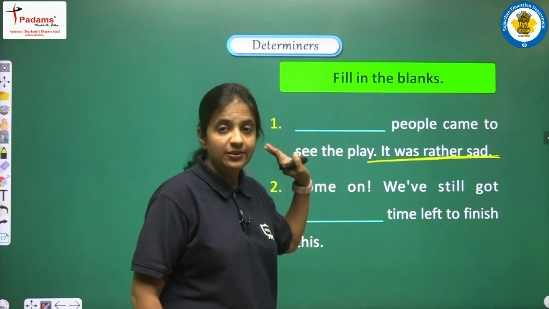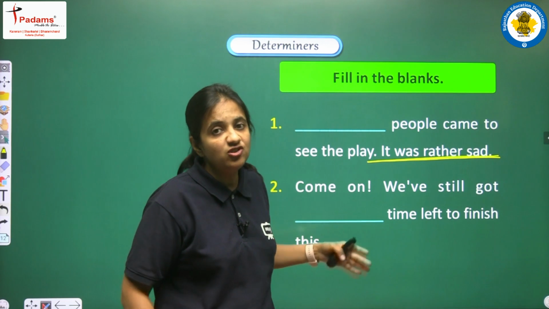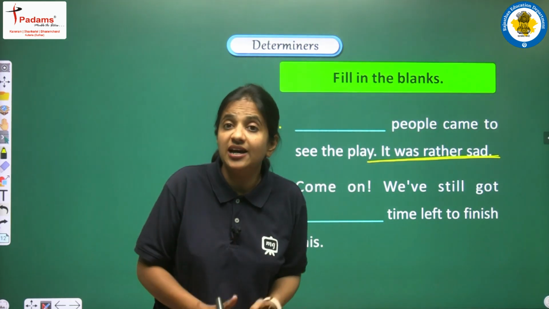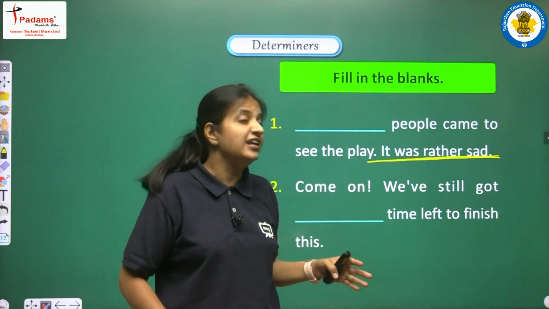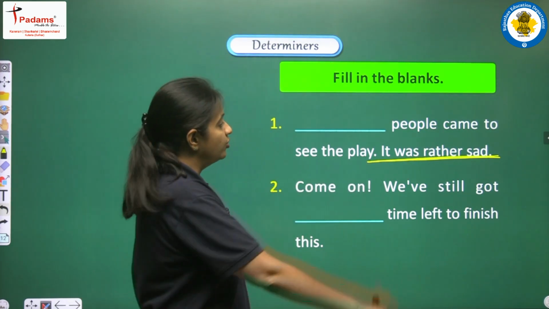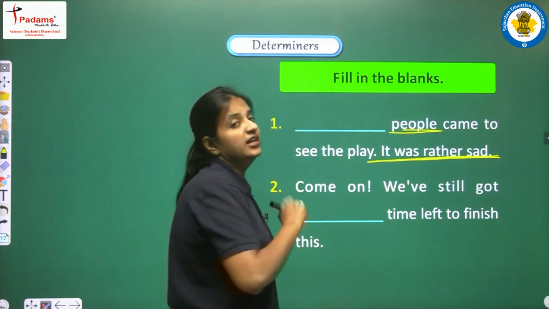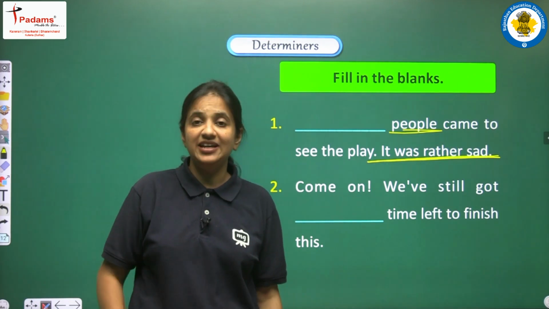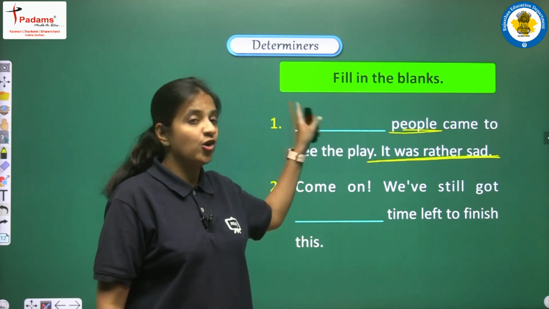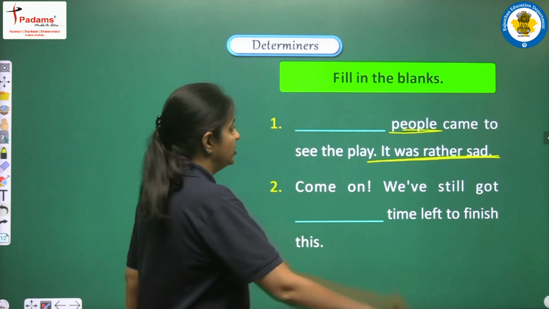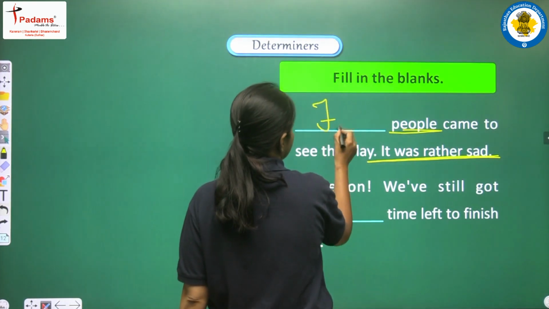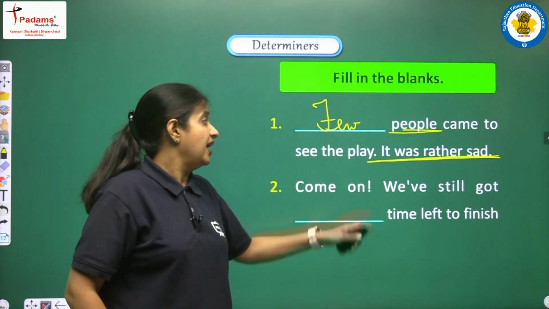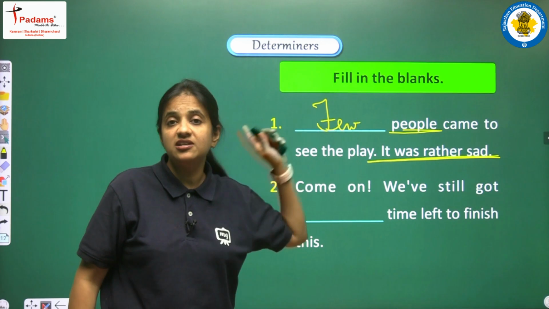Because there was one play, and the audience that came to watch the play, we can say very few people came. This is the reason that we are saying that it was rather sad. So now let's discuss the noun. Is the noun countable or uncountable? We all know that people is a countable noun, and here we are talking about a negative number. So yes, we have to use few here. So the sentence will be: few people came to see the play, and because of this reason it was rather sad.